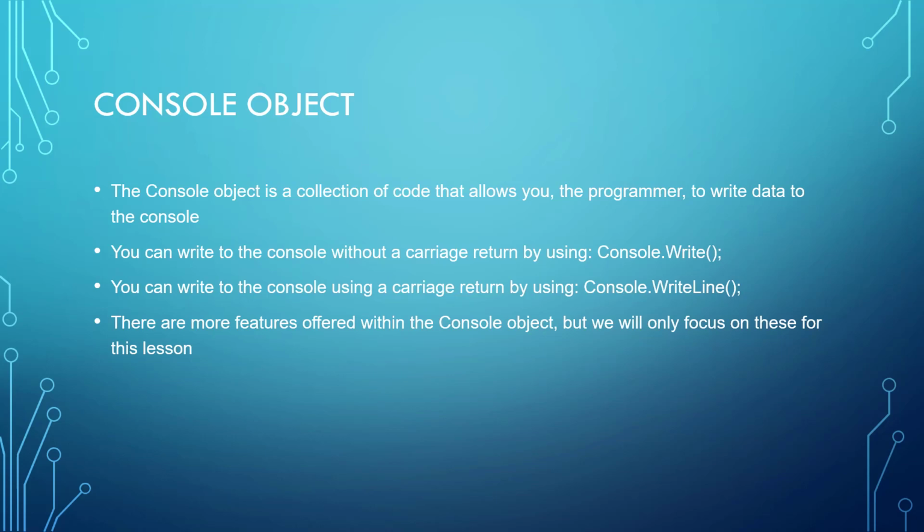So the difference between console.write and console.writeLine is if I use console.write, it's going to display something on the console, but it's not going to go to the next line. There'll be no carriage return. But if I use console.writeLine, it will display something onto the console and then move to the next line as though you would hit the enter key. It would move down. Now there's a lot more features that are offered through the console object, but we're only going to focus on these for this lesson. Okay?